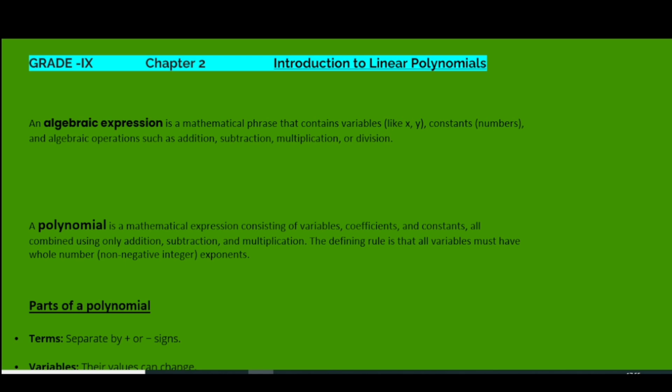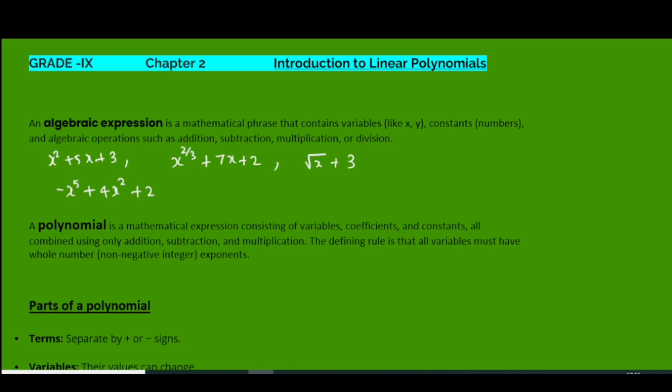For example, I'm going to write a few algebraic expressions. Look here. If I write x squared plus 5x plus 3, it is an algebraic expression, or else x power 2 by 3 plus 7x plus 2 is also an algebraic expression. If I write root x plus 3, it is an algebraic expression. x power 5 minus x power 5 plus 4x squared plus 2 is an algebraic expression. Like that, we can write many algebraic expressions. Look at the polynomial definition.